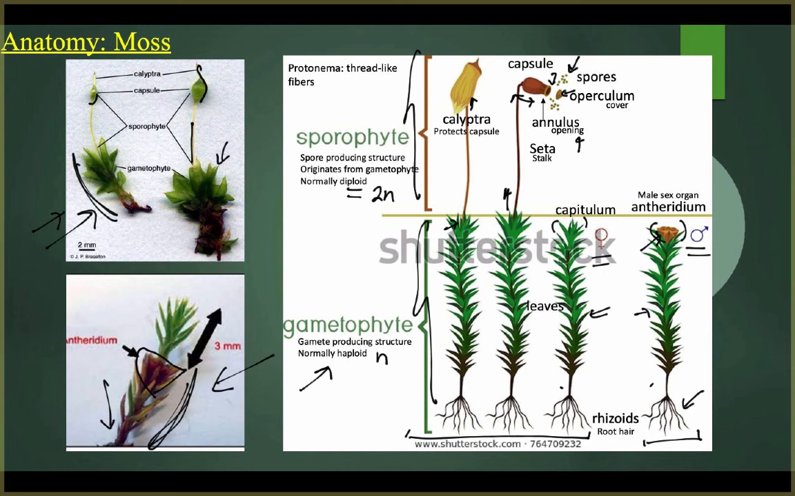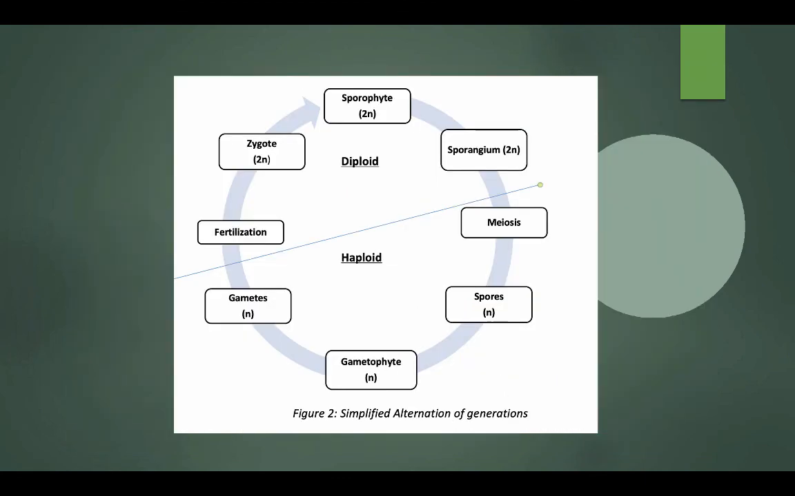Now, when these first get solidified and start to grow, there are these thread-like structures that start coming out, which are called protonema. So we're going to look at that too. But this is the overall picture to help you with the anatomy of the plant.